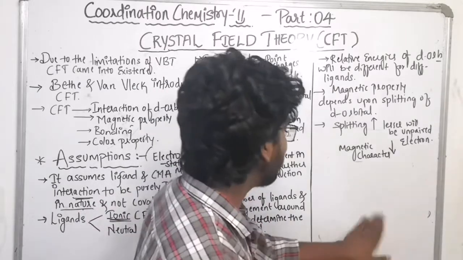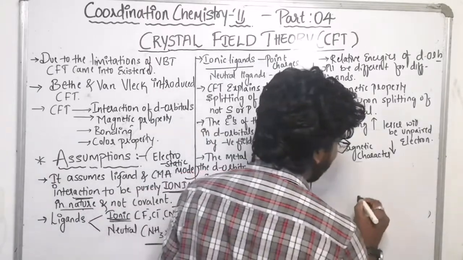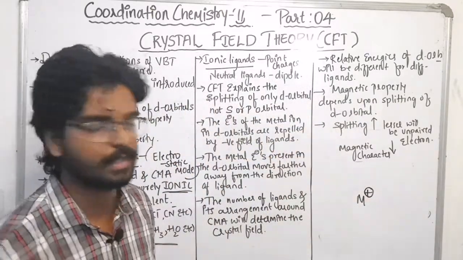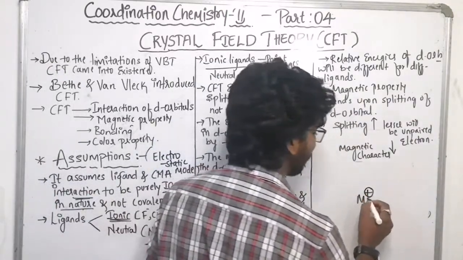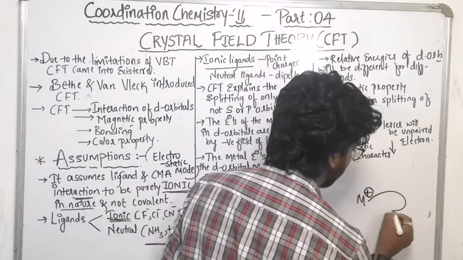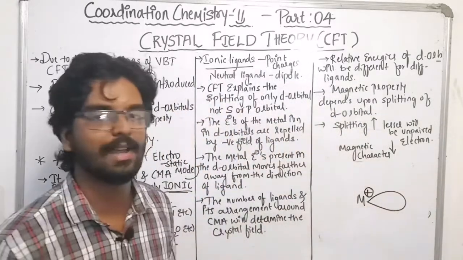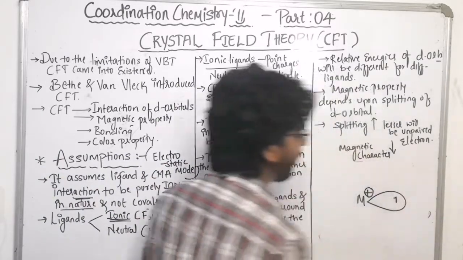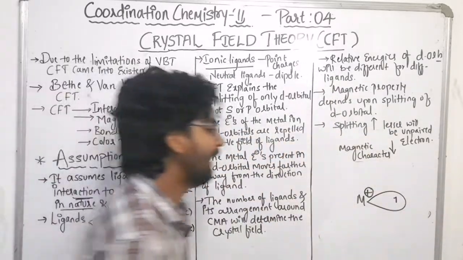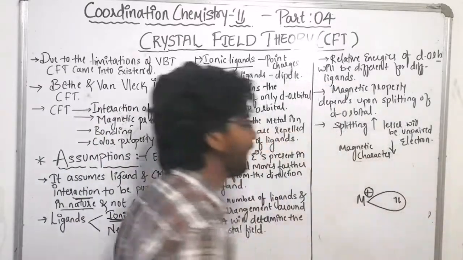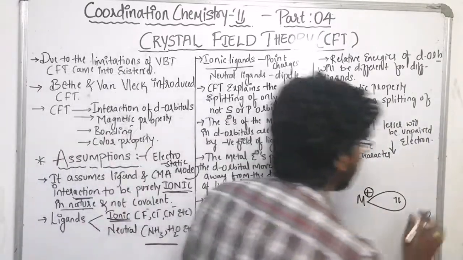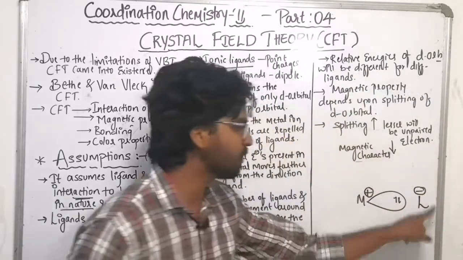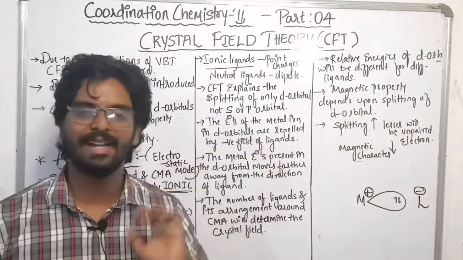See here, let me consider an example. A metal ion is there. This metal ion is having a d orbital, and the d orbital has an electron pair in it. Now the ligand is present here. This ligand is also having an electron pair.